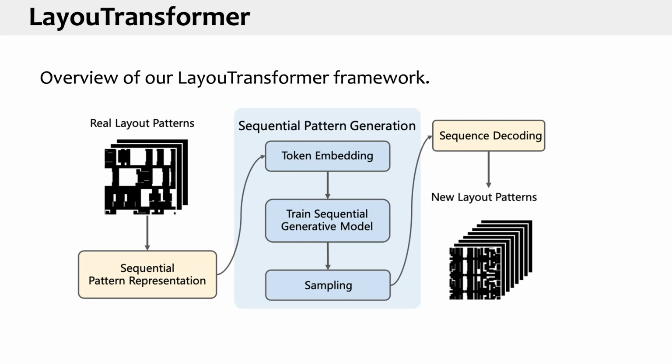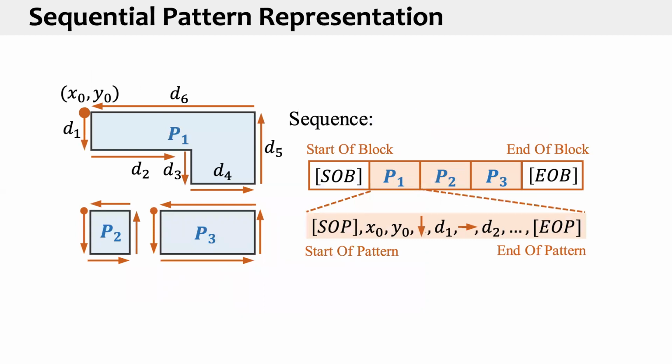Training with a dataset of serialized patterns, our autoregressive generative model can generate new layout patterns which are legal and diverse. Our proposed sequential patterns represent the layout maps in a more compact and flexible way. Each polygon is represented as a sequence containing the coordinates of the starting point, and the directions and offsets for walking through all the edges in turn from the starting point in a counterclockwise direction.